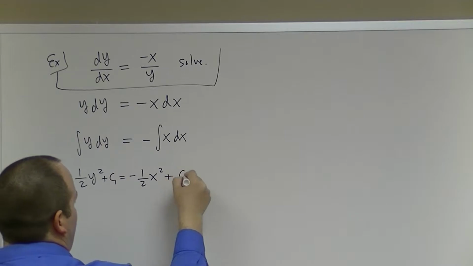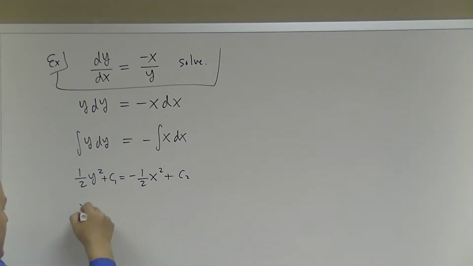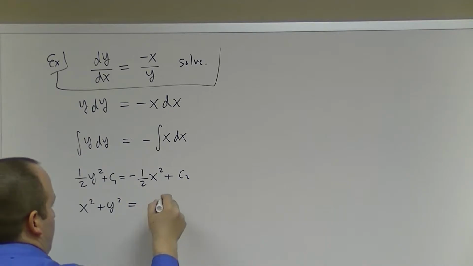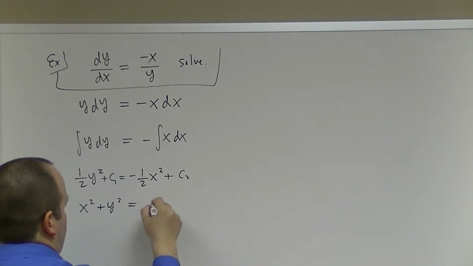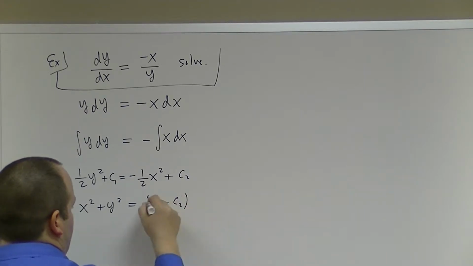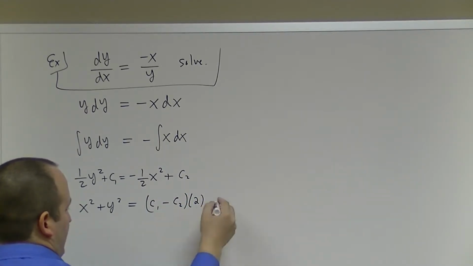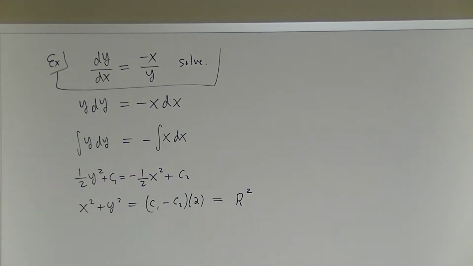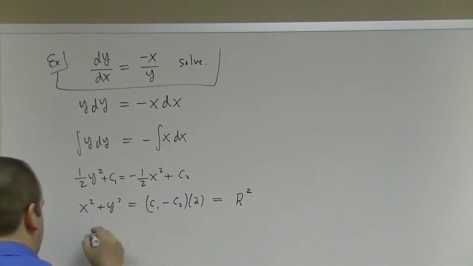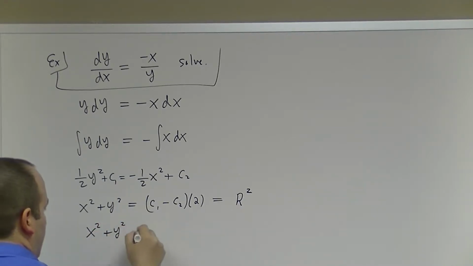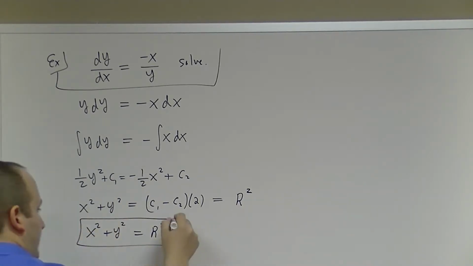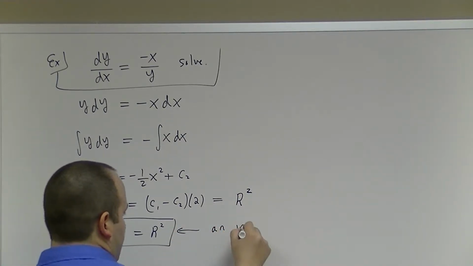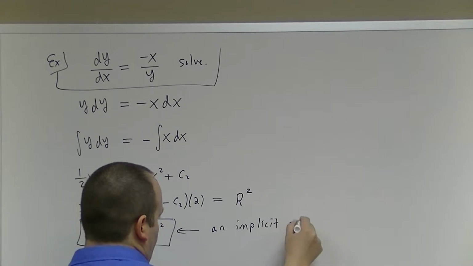C1 plus C2, right? But I can just as well rewrite this as x squared plus y squared is equal to, gee, what is it? C1 minus C2 times 2. But you know, I'd just rather call this r squared. That seems like a better choice of this constant. Because what are we looking at? There's a circle. Yeah, circles. So in fact, you see that the general solution here, this defines an implicit solution of my differential equation, which I'll call star.